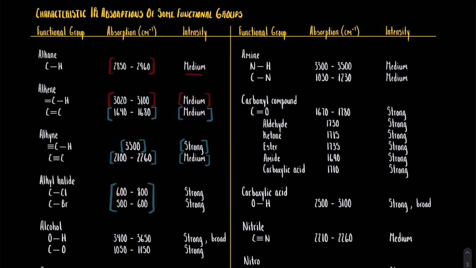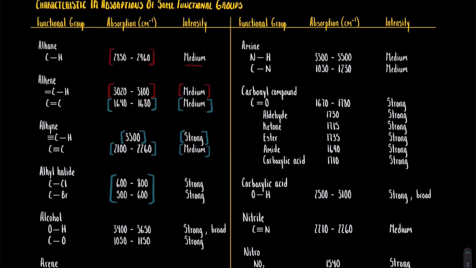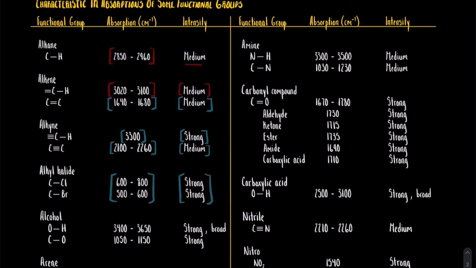These numbers right here for alkyl halides show up in the fingerprint region. The fingerprint region is everywhere below 1500 reciprocal centimeters on the absorption spectrum. And the peaks for these alkyl halides are extremely strong. They'll look like this. They'll have a very steep peak like that.